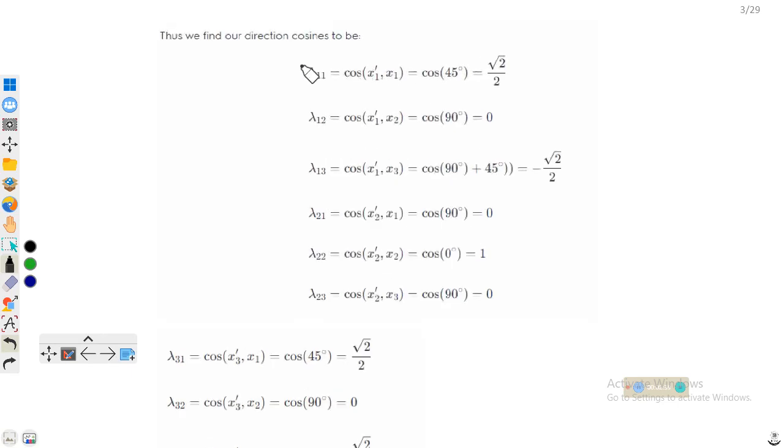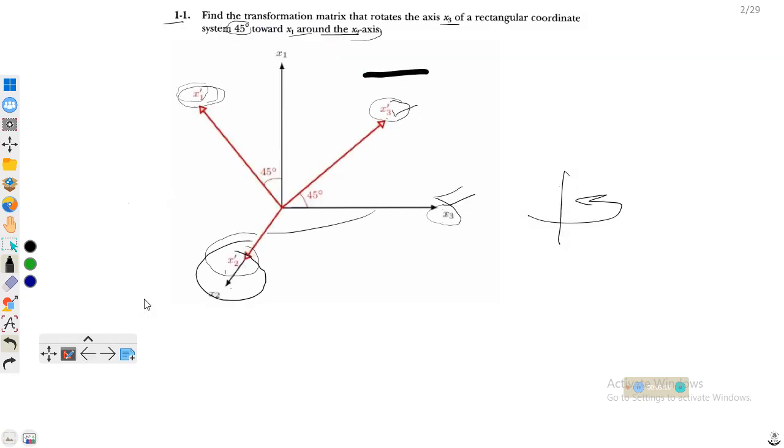First, we know that the direction cosine is given by lambda 1 1, which means cos of x1 prime and x1. The angle between x1 prime and x1 is equal to 45. We know that our x1 prime axis is rotated by 45. So here we have x1 prime and x1, and we look for the angle between x1 and x1 prime. If we go back, the angle between x1 and x1 prime is 45.